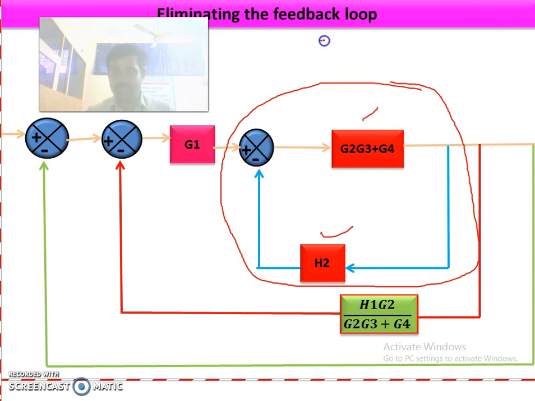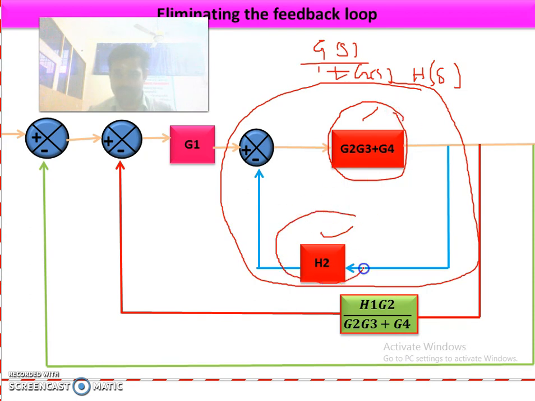So the transfer function is nothing but G of s divided by 1 plus G of s H of s. So this is nothing but the G of s and this is nothing but the H of s. So what you will be getting? G2 G3 plus G4 divided by 1 plus G2 G3 plus G4 into H2. Okay, instead of H of s you have to substitute H2, and in the place of G of s you have to substitute G2 G3 plus G4. Okay, so we can eliminate this feedback loop.